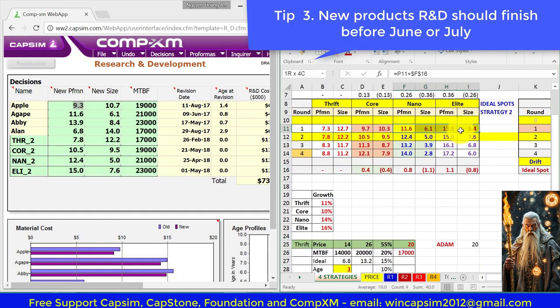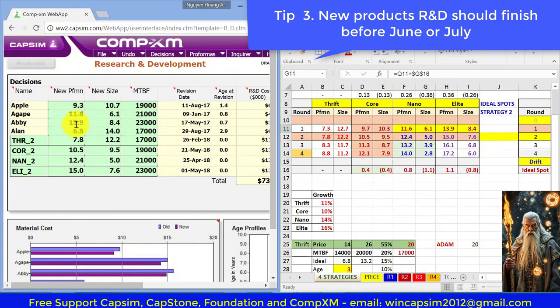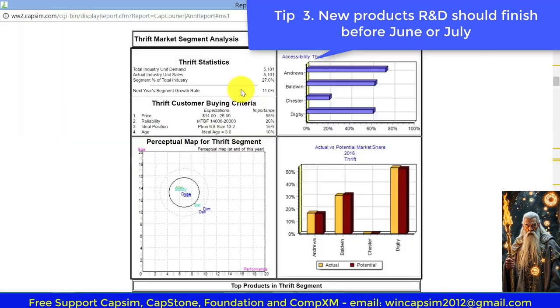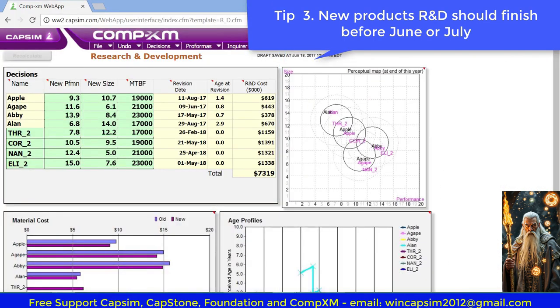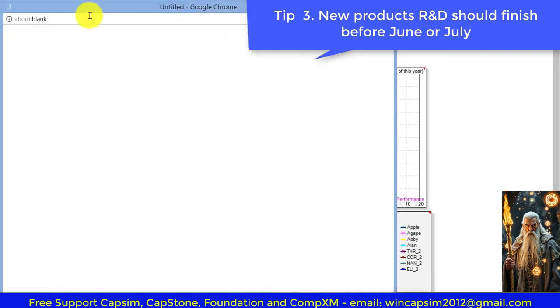So here's the plan: add 4 new products during Round 1. Assign each one to Thrift, Core, Nano, and Elite respectively. Set ideal spots using the Industry Condition Report, ICR, and adjust based on segment drift. This strategy ensures you're ready to dominate in rounds 3 and 4 when these new products go live.